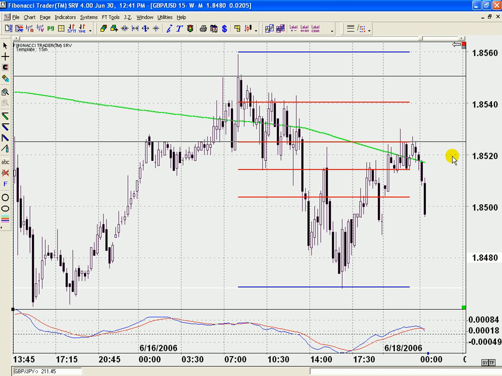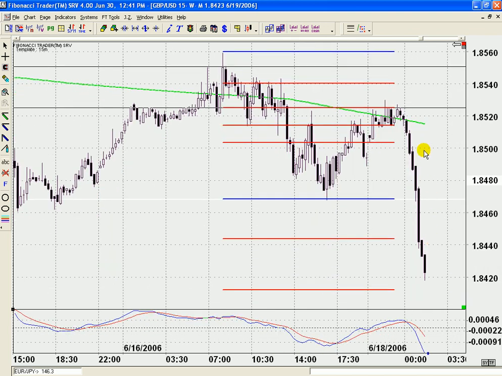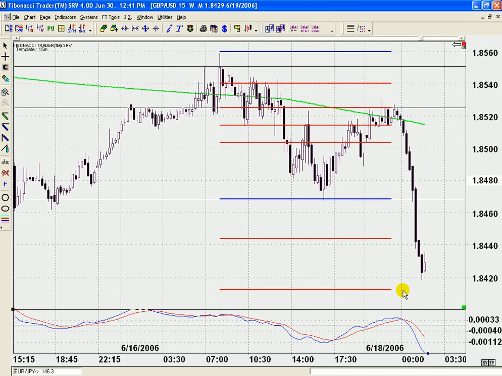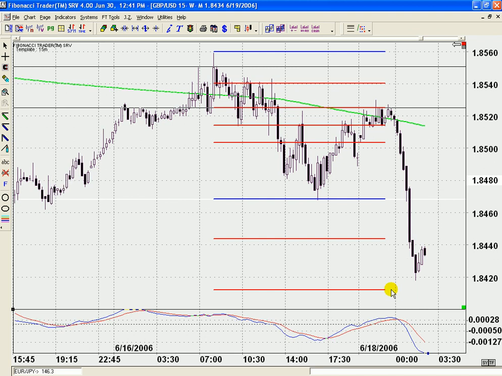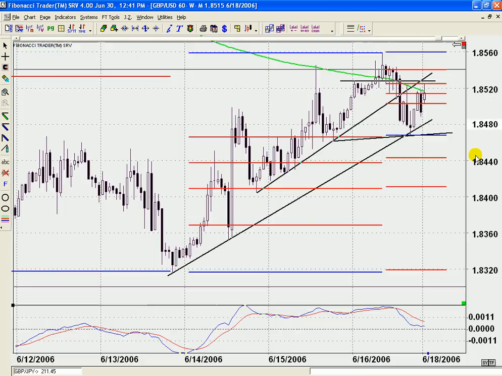Where are you going to put your stop? How far is your stop going to be away? Because it can come against you very easily. In this case, it doesn't. It keeps going down to, this is 162% extension. Now let's have a look to see what it looks like on the 1 hour chart.